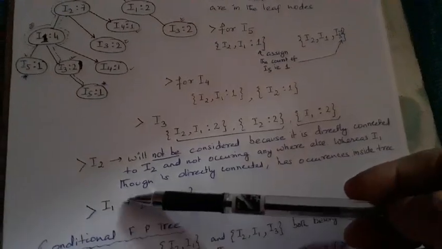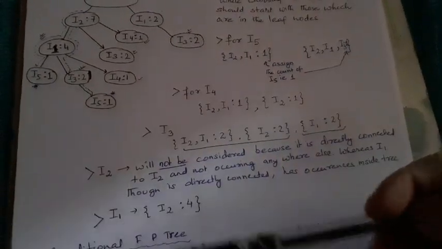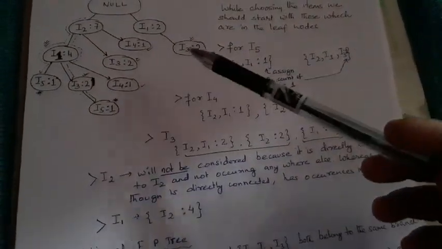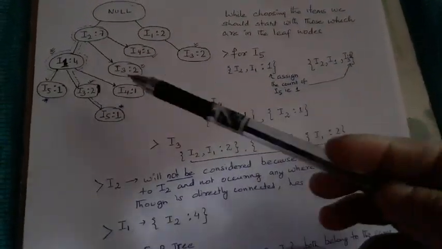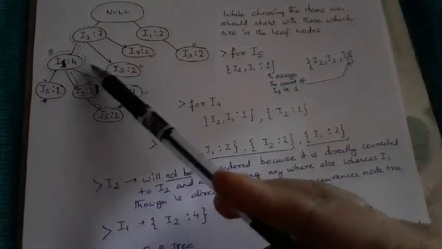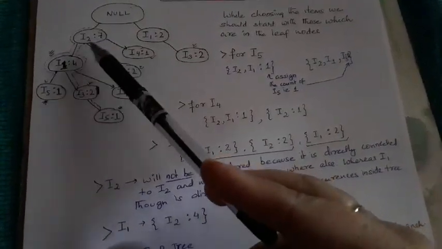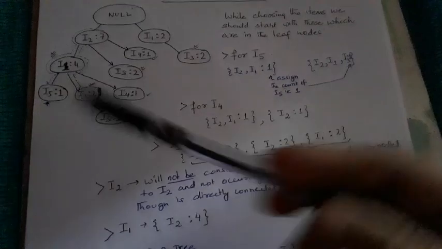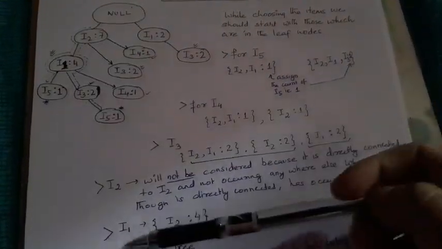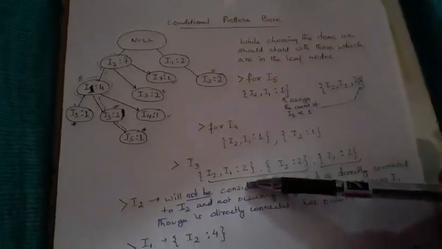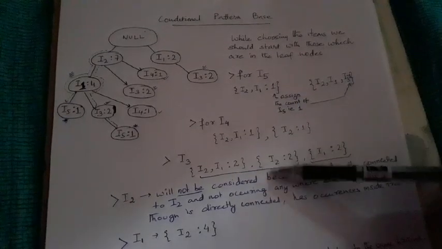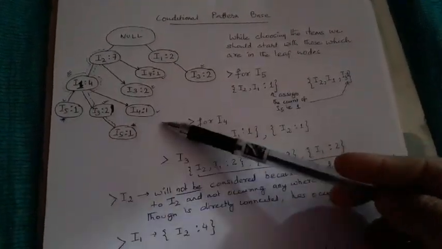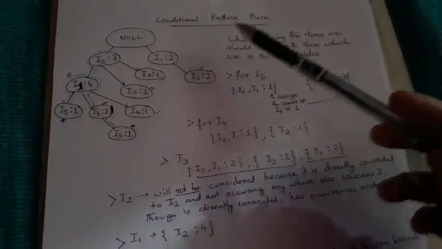Then come to I1. We are left with I1. Where is I1? I1 is this. So for I1, through this node I2, we will write the count, which is 4. The count of I1 is 4. So it's one single node. This is how we create the conditional pattern base. I suppose it's clear. This is the first step: after the FP tree creation, we find the conditional pattern base.